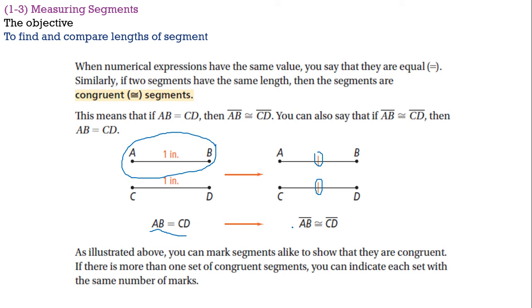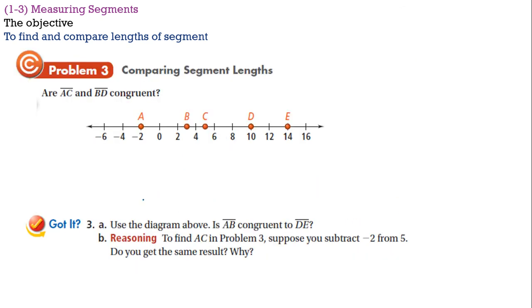Also, we can write AB as a segment. If you remember, I will write a small line on the top and a small line on CD. And I can use the congruent sign, which is an equal sign with a small curve sign like this. That's the meaning of congruent. So this is the congruent symbol. Now let's use what we have here. Are AC and BD congruent? They are asking me to say and justify the answer.